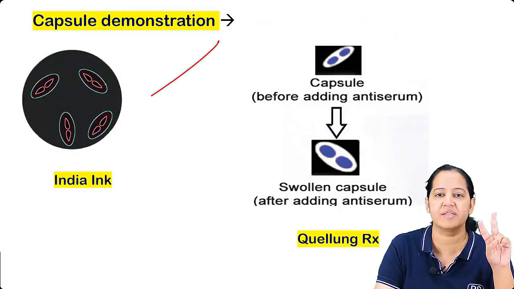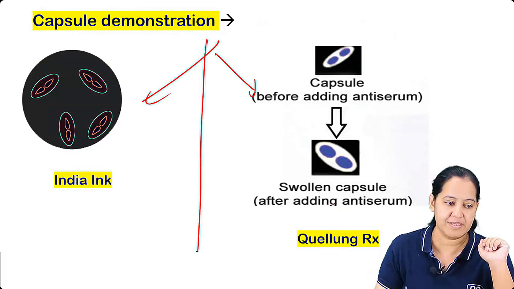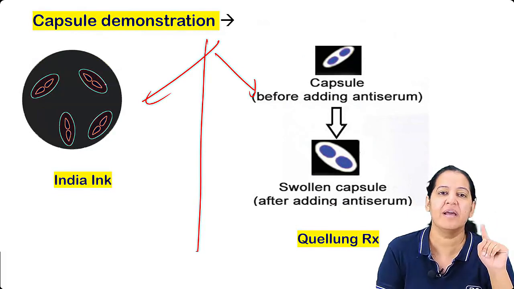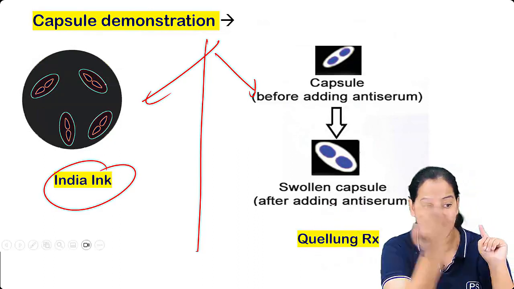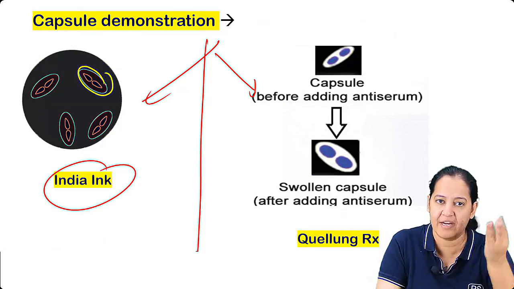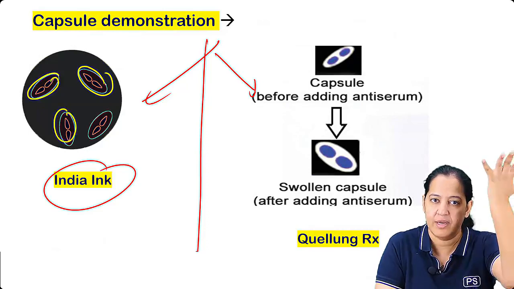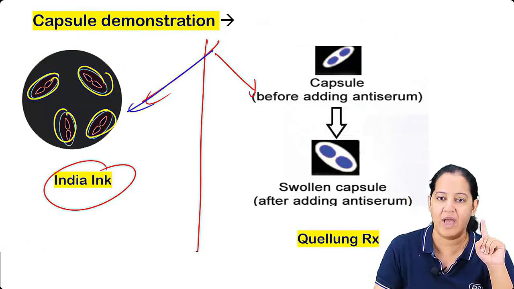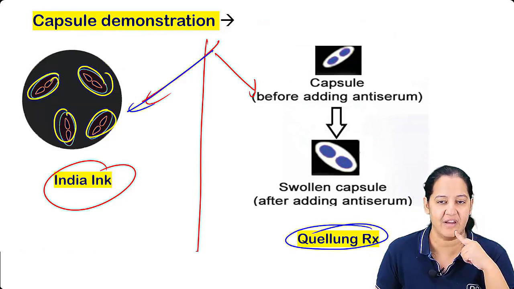Capsule demonstration. Yesterday also I taught you two ways. Who was present in my class yesterday? Have I taught you two ways for capsule? Number one, negative stain, India ink. Stain the background, not the bacteria. So a capsulated bacteria will stand out in a negative background. So negative stain. Number two, have I taught you the Quellung reaction yesterday?